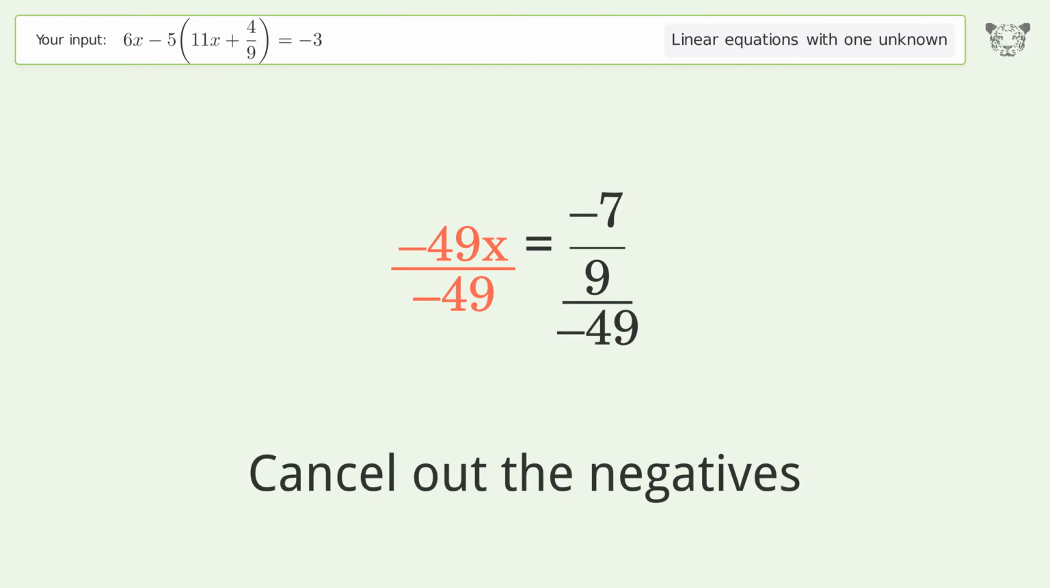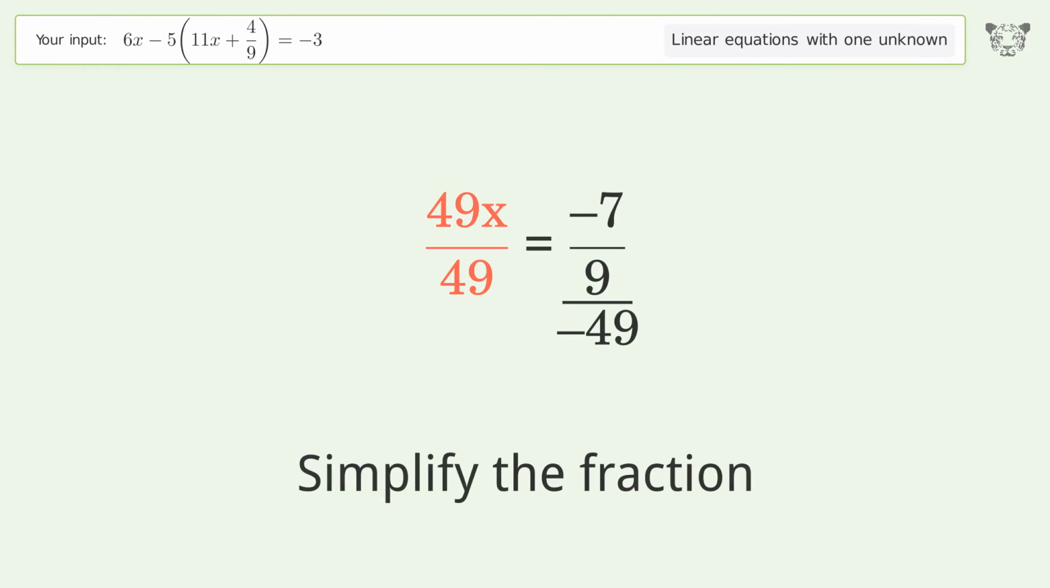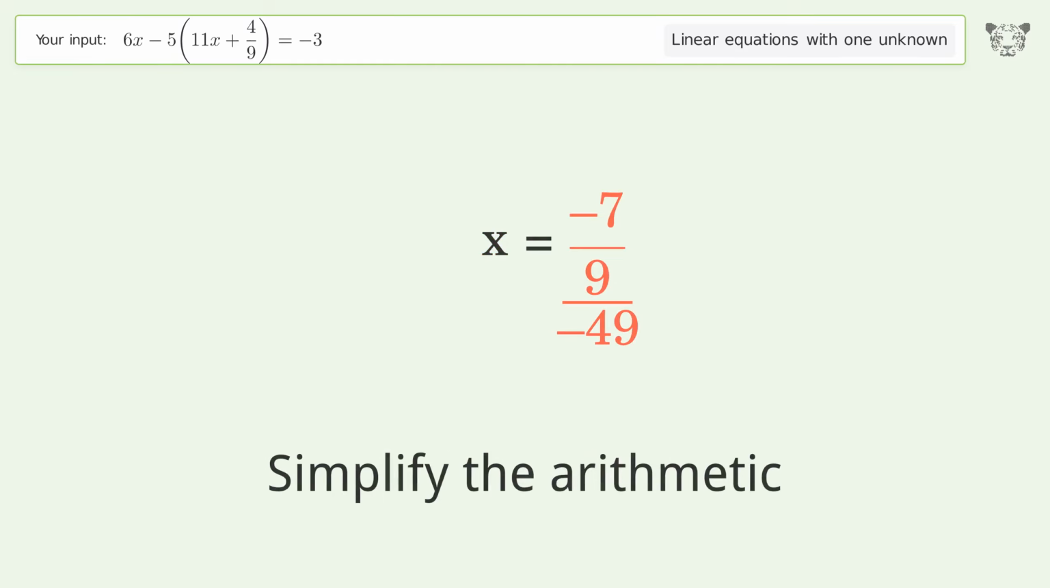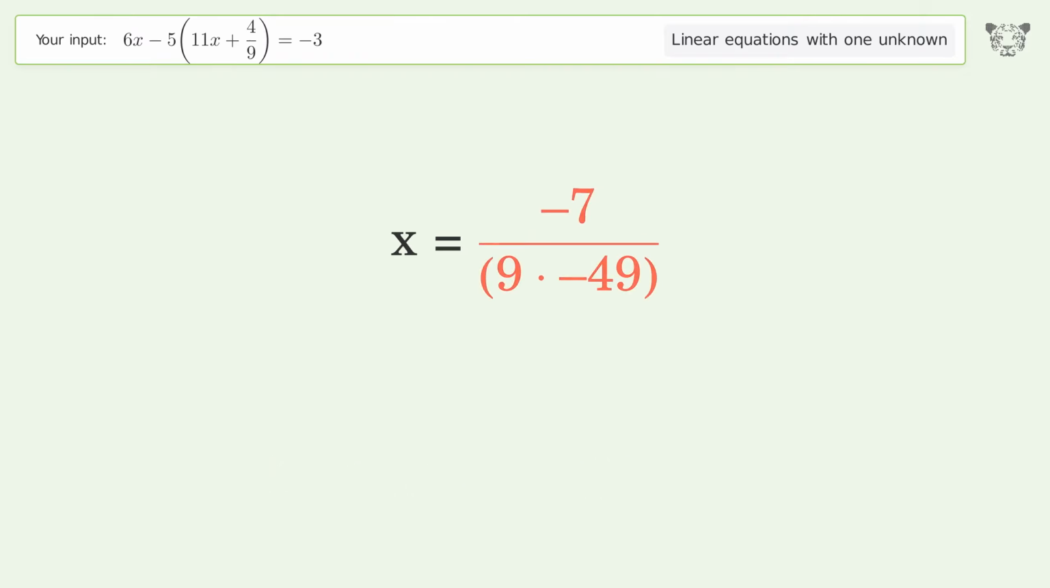Cancel out the negatives. Simplify the fraction. Simplify the arithmetic. And so the final result is x equals 1 over 63.